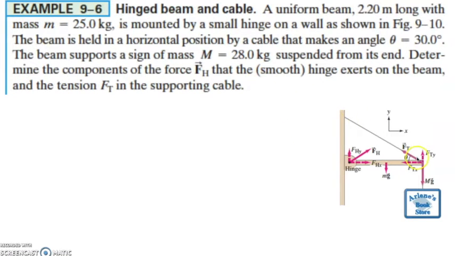And then here's the other diagram of the hinged beam and cable. We have a beam here that's 2.2 meters long with a mass of 25 kilograms. It's mounted by a small hinge on a wall that we see here. The beam is held in a horizontal position by a cable that makes an angle of 30 degrees with the beam. And the beam also supports a sign of 28 kilograms suspended from its end. So we want to find the components of force FH that the smooth hinge exerts on the beam and the tension in the cable. Lots going on. This will be a long problem, but you'll see how we can fit this all together.